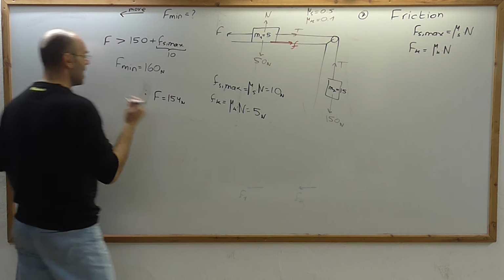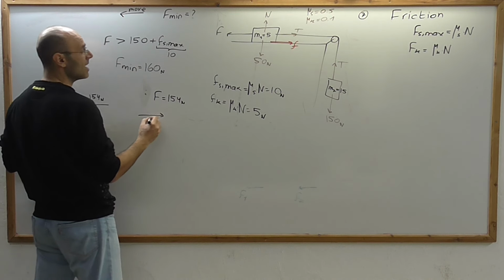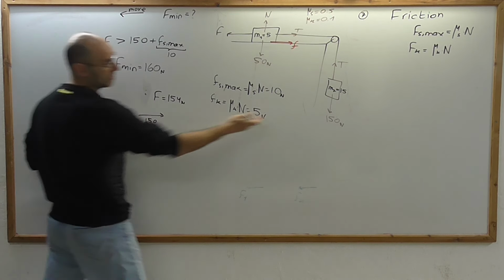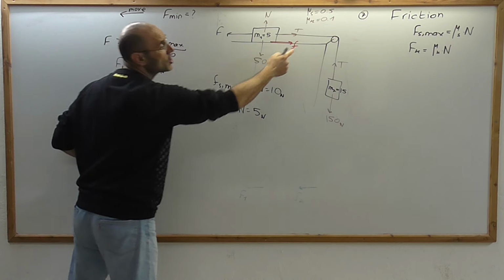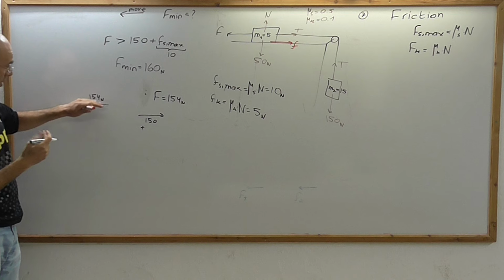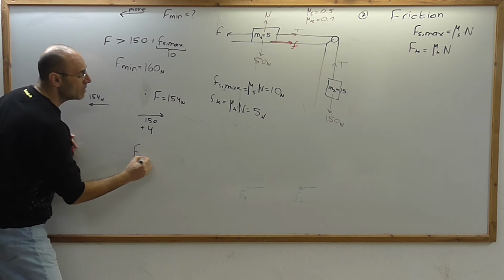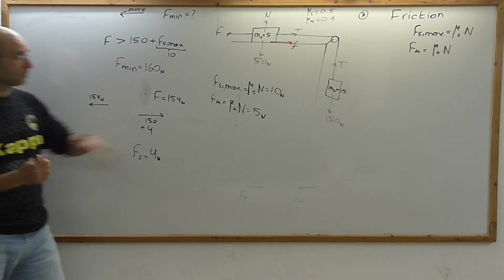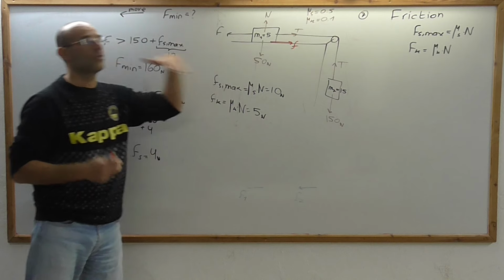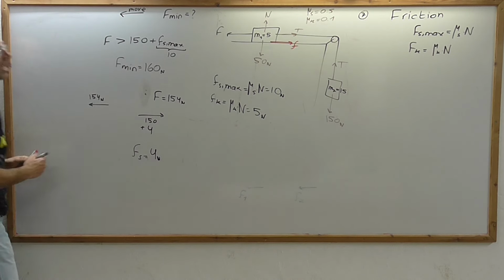So I'll have from this side 154 newtons. From that side I'll have the 150, which is this one. But I will also have how much friction force that will adjust to 154? 4 newtons. So the friction will be static and it will be only 4 newtons, not the whole 10 that it needs.